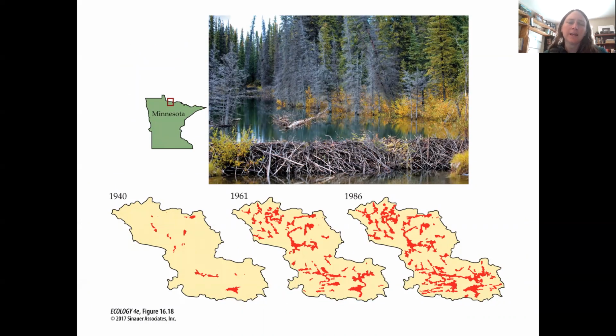So here you can see how much dam habitat we've lost because we've lost beavers in Minnesota, but then over time, how these beaver are coming back from being hunted to near extinction. So in the 1940s, there were very few beaver dams in this part of Minnesota, but over time, you can see the numbers of dams have really increased. And so this is all new habitat that's really important.